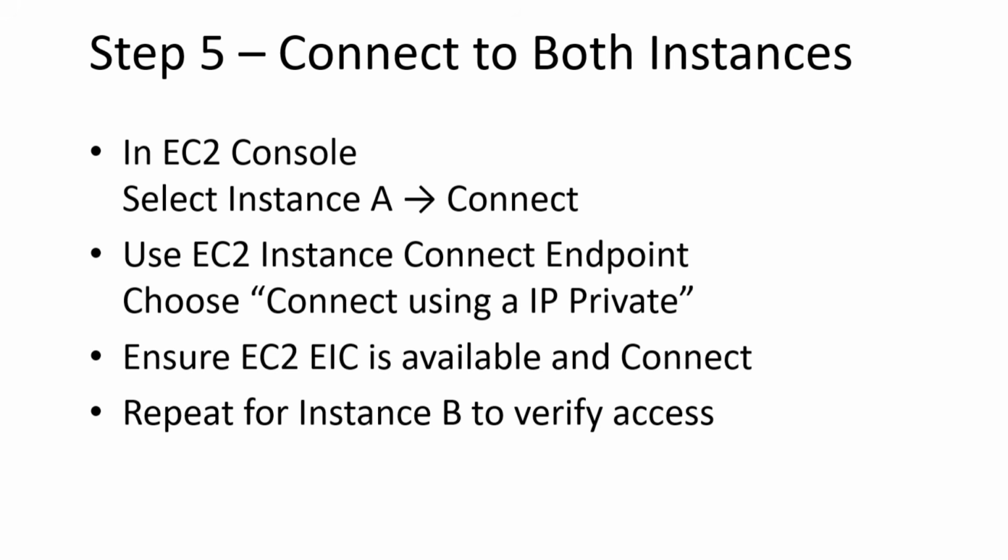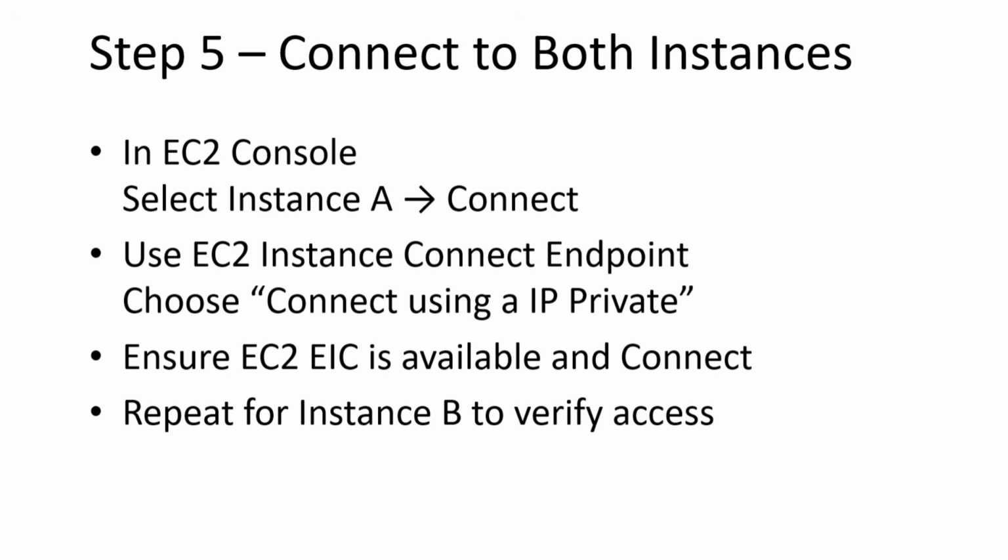Now that our VPC endpoint is ready, it's time to prove it works. We'll start by connecting to instance A, our jump host, but notice something different. This time, we're not using a public IP because it doesn't have one. Instead, we'll connect through the Instance Connect Endpoint, telling AWS to use the private IP address as our entry point.